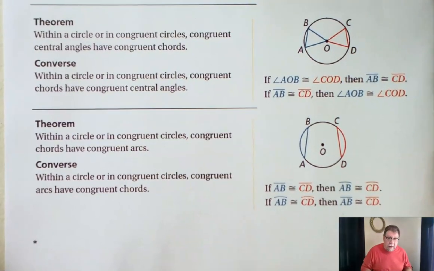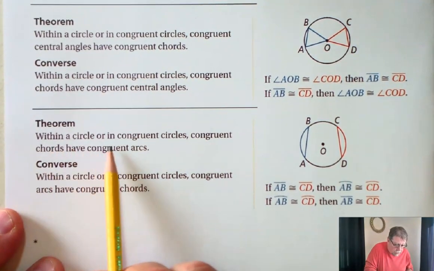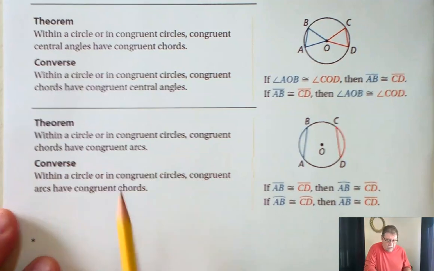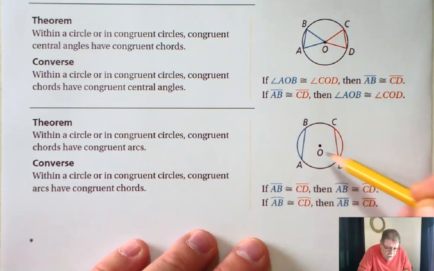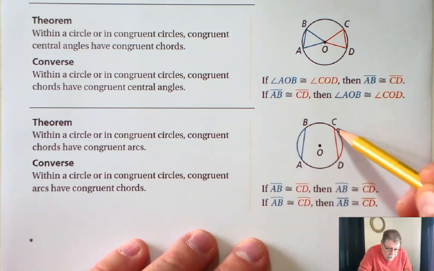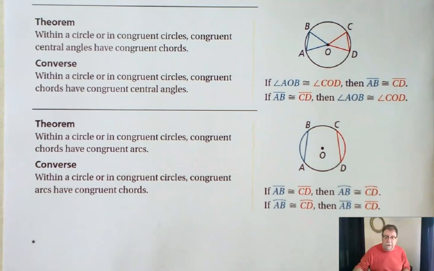And the last one here, or that's actually not the last one, but the last one on this page, says that within a circle or in congruent circles, congruent chords have congruent arcs. So if these chords are the same measure, then the corresponding arcs that are created by them are also the same measure. Okay? And the converse of that holds true as well. All right, let's move on.